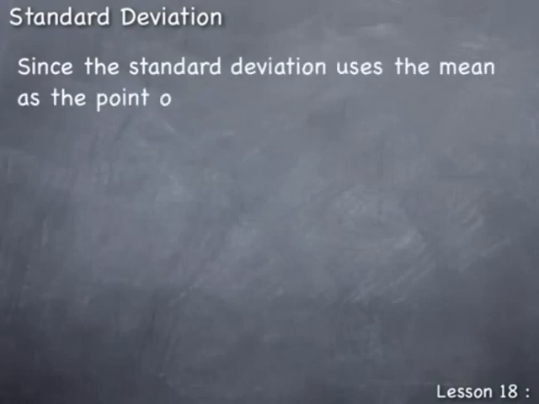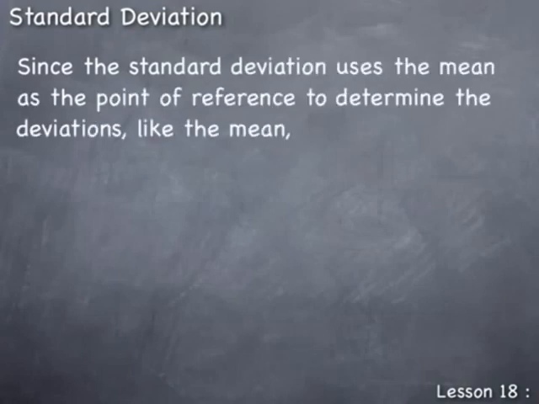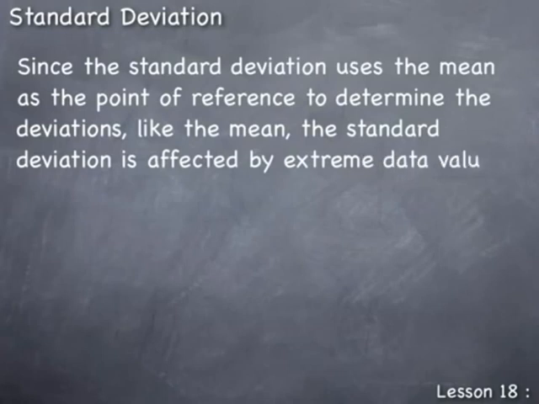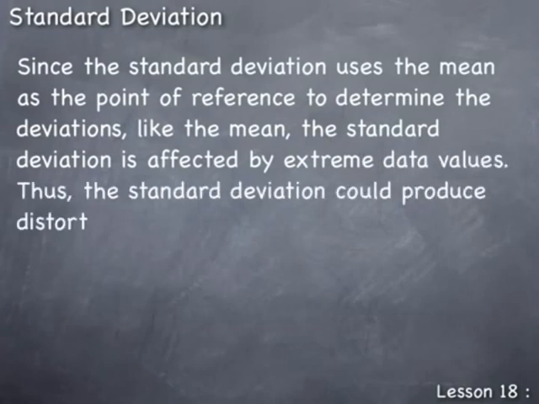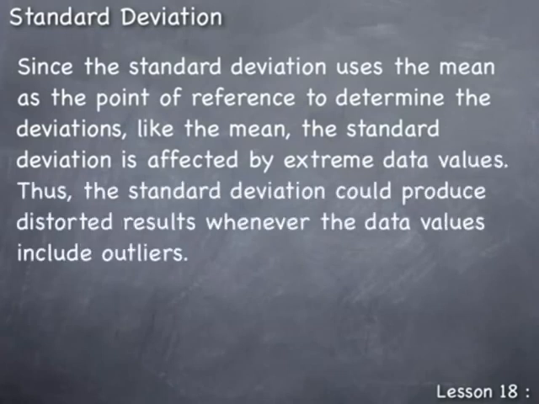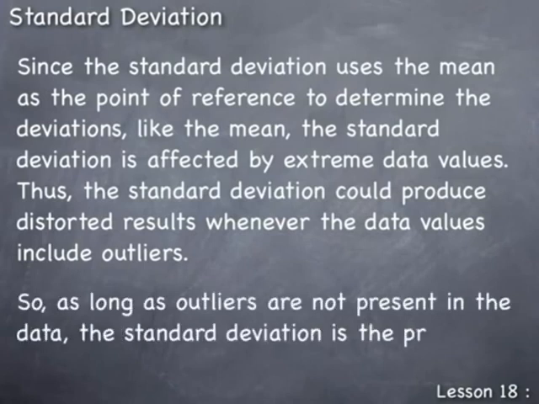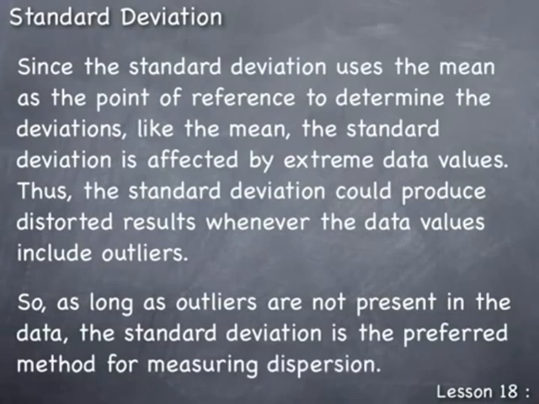Since the standard deviation uses the mean as the point of reference to determine the deviations, like the mean, the standard deviation is affected by extreme data values. Thus, the standard deviation could produce distorted results whenever the data values include outliers. So, as long as outliers are not present in the data, the standard deviation is the preferred method for measuring dispersion.